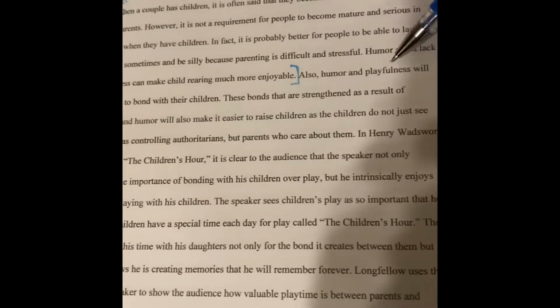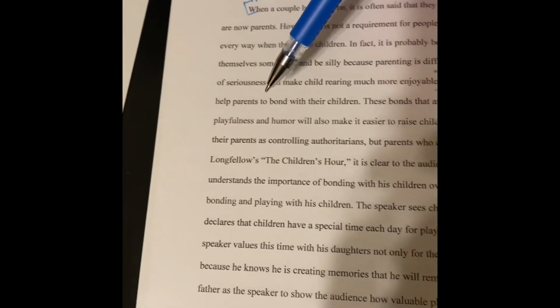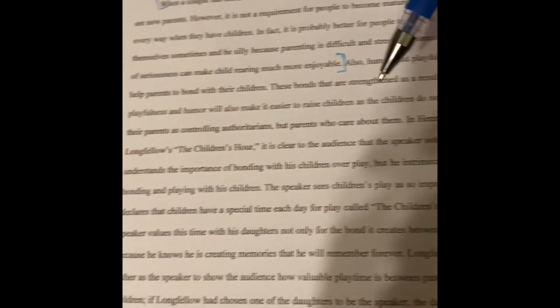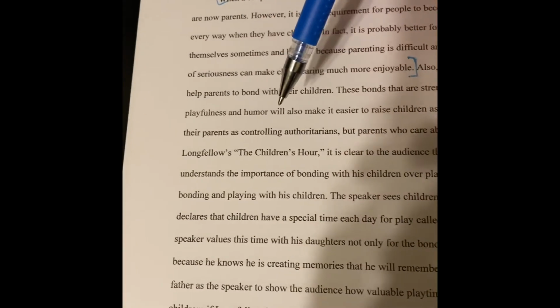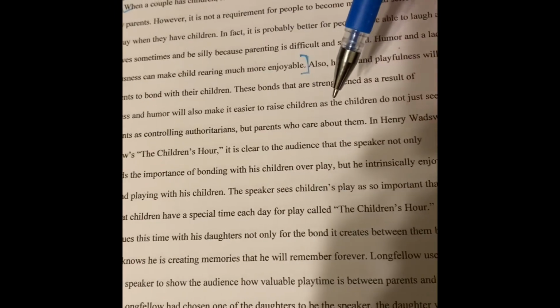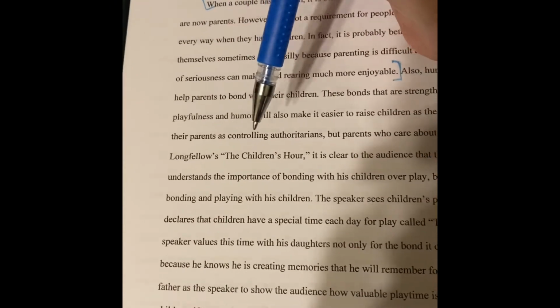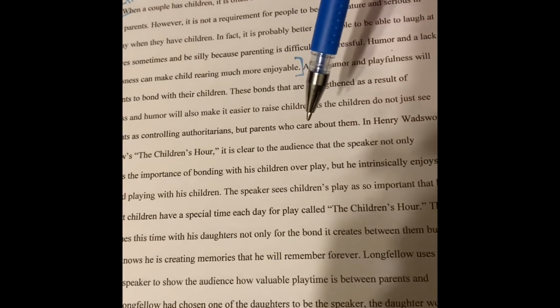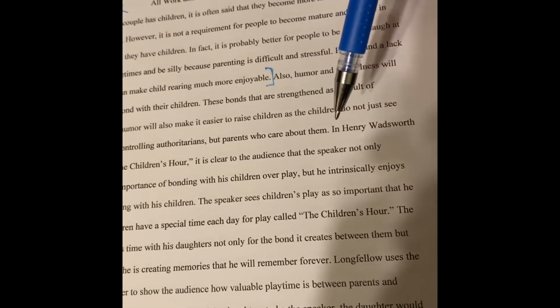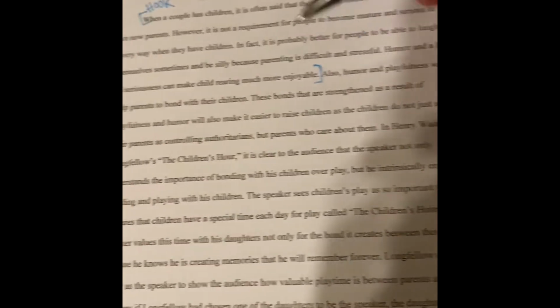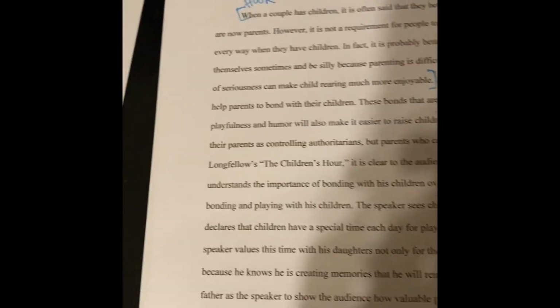Also, humor and playfulness will help parents to bond with their children. These bonds that are strengthened as a result of playfulness and humor will also make it easier to raise children, as the children do not just see their parents as controlling authoritarians, but parents who care about them. Here, I know I'm going to start talking about the poem, so that's going to be breaking into a new idea. So I'm going to bracket these two.